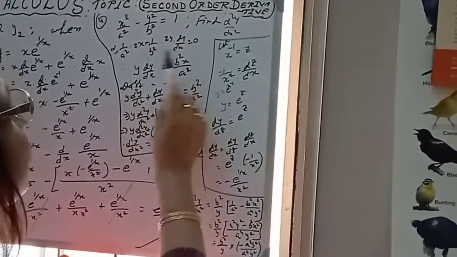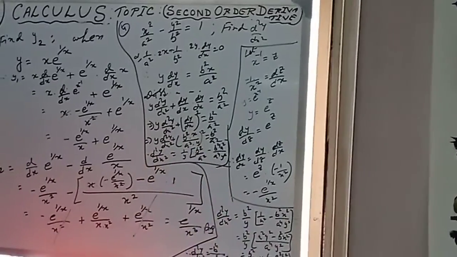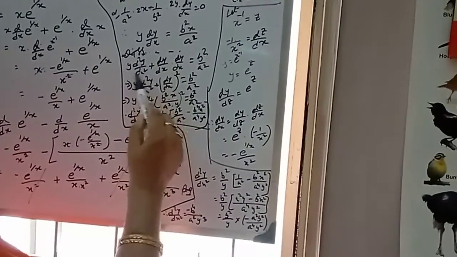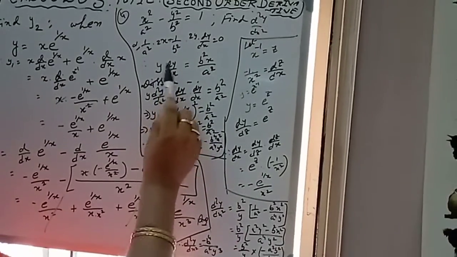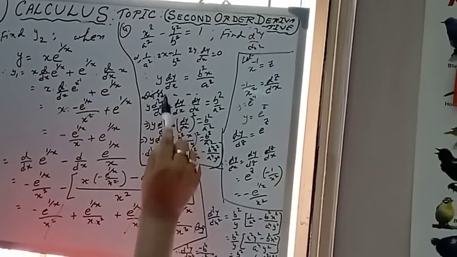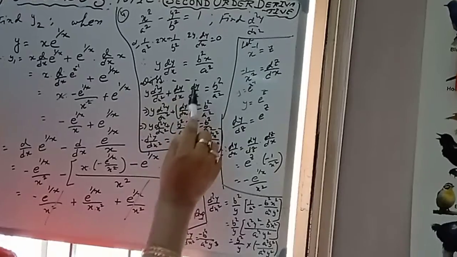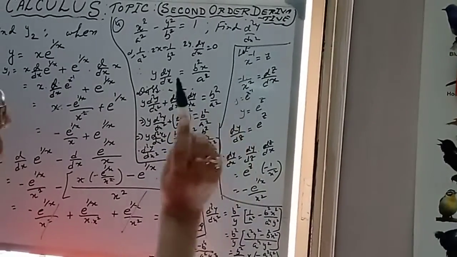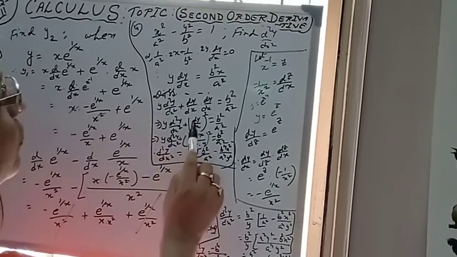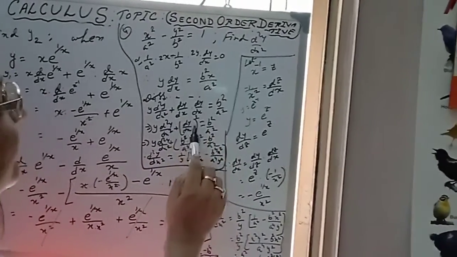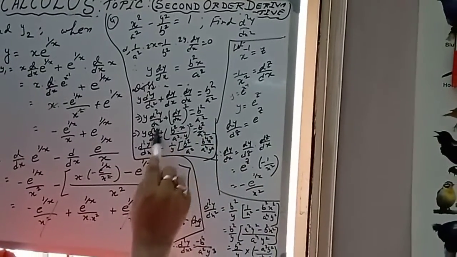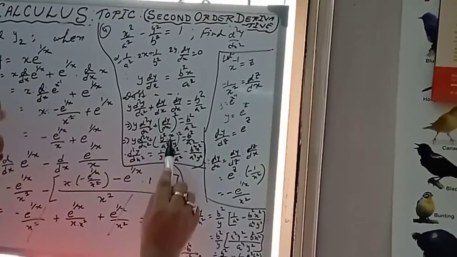Now we have to differentiate this part again, then only we will get the second order derivative. So y d2y/dx2, this is the product rule: y d2y/dx2 plus dy/dx into dy/dx is equal to b square by a square, the constant term, into d/dx of x, that is 1. So y d2y/dx2 plus dy/dx whole square is equal to b square by a square.